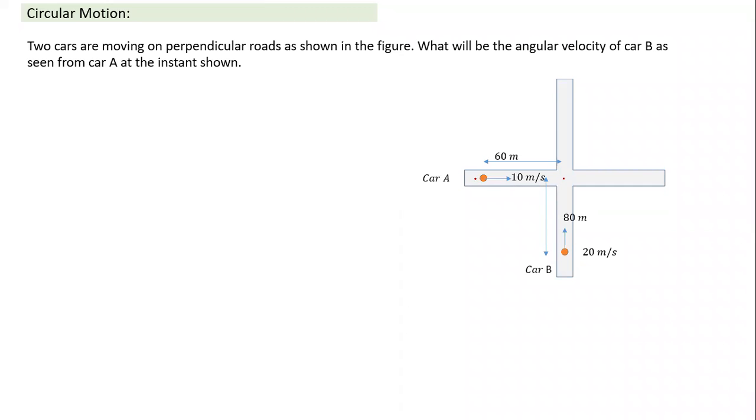From the road junction, one car A is approaching. It is at a distance of 60 meters, and at this instant the speed is 10 meters per second. Car B is at a distance of 80 meters from the junction, and at this instant the speed is 20 meters per second, right?